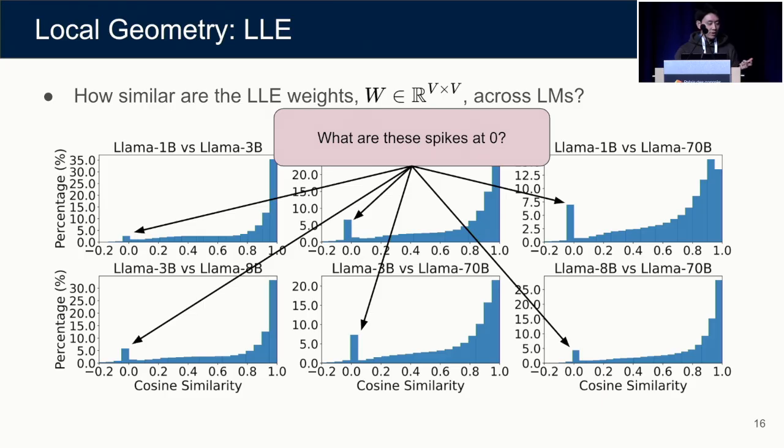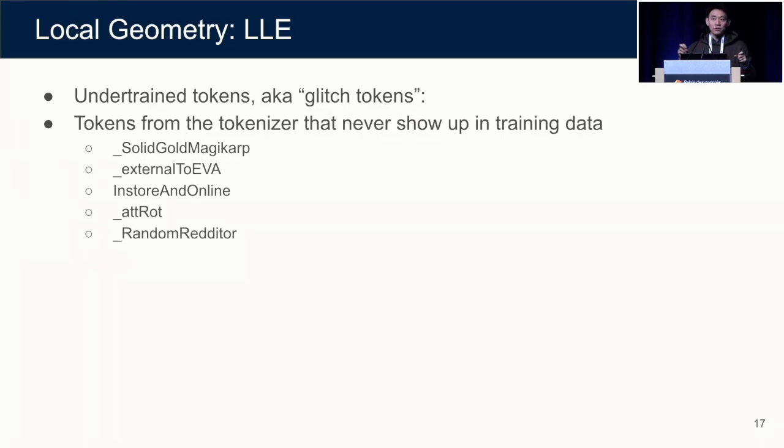Well, we think what we're looking at here are what people have called undertrained tokens, aka glitch tokens. So you might remember tokens like solid gold Magikarp for GPT-2, where these are basically tokens that show up in the model's tokenizer, but never in the pre-training data. And so these tokens essentially have random vectors assigned to them during initialization. And we compare our list of identified undertrained tokens to those identified from prior work and see non-trivial overlap.